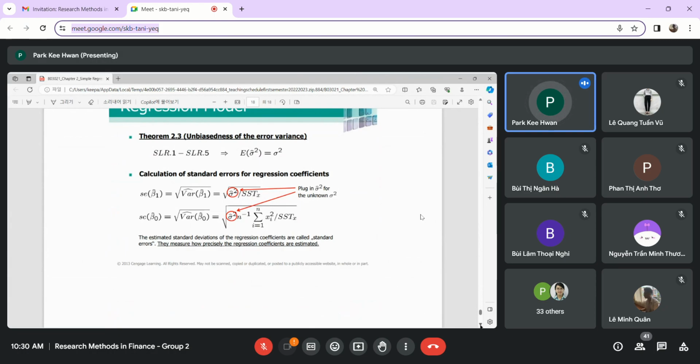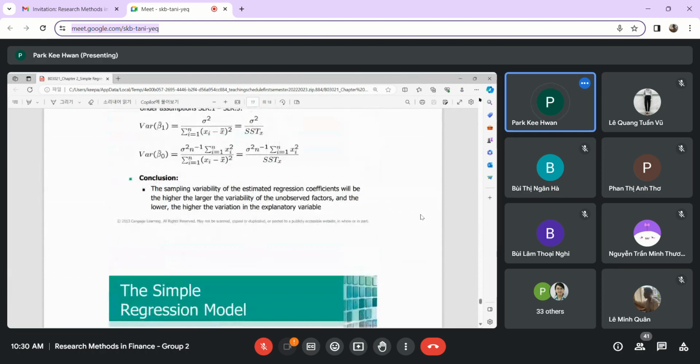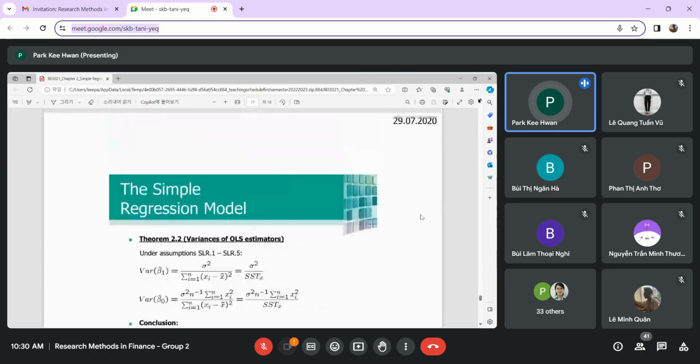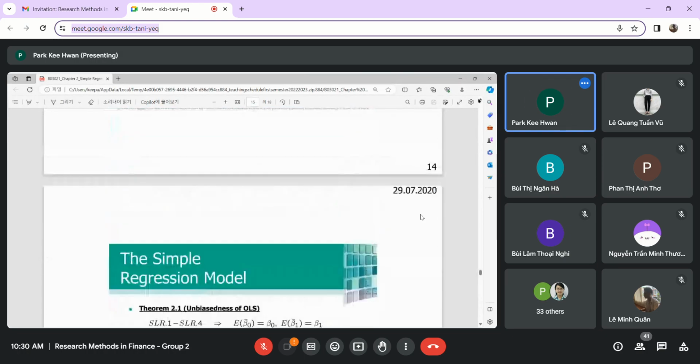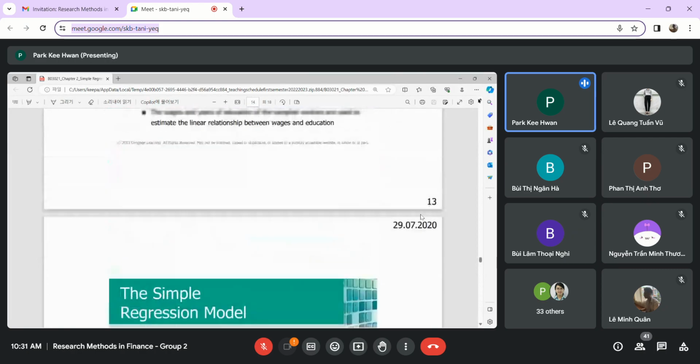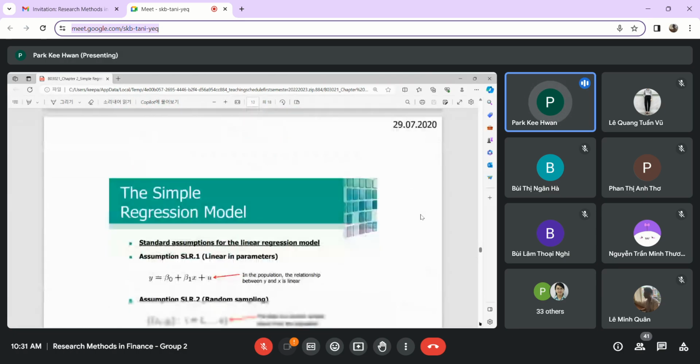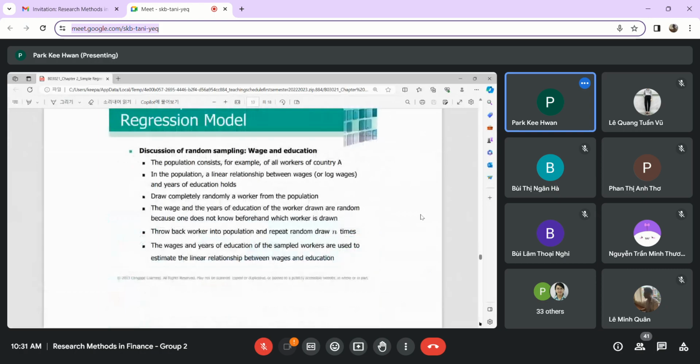Okay, so that is about chapter 2. Do you have any questions on chapter 2, the simple regression model? Here the key point is, first of all, how you compute this OLS estimate. And remember that the OLS estimate is a random variable, so it has a distribution, and it has a mean and a variance.